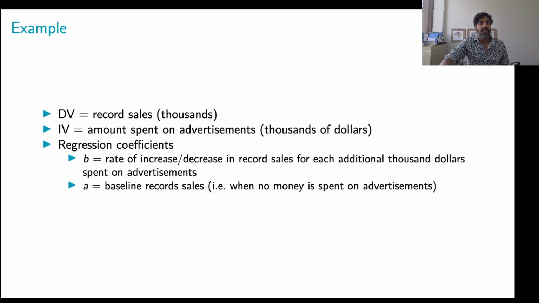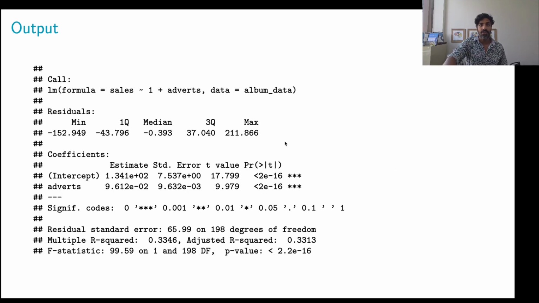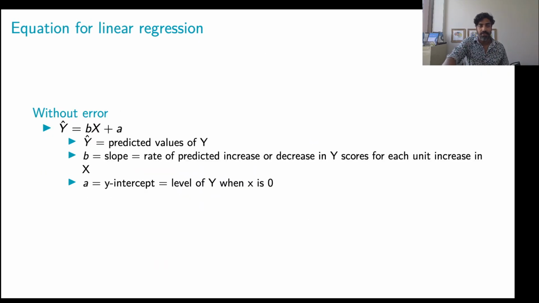So the explained variance from the example: the correlation between the two is 0.58. The amount of variance accounted for is 0.33, which is 33% of the variability in record sales is associated with variability in the amount spent on advertisements, and the p-value is less than 0.05. So that's the outcome from this analysis and from this figure.